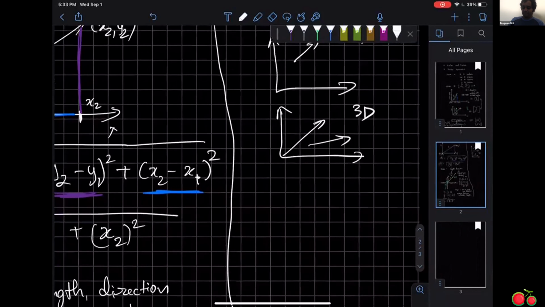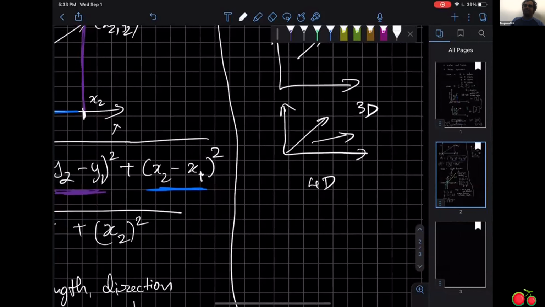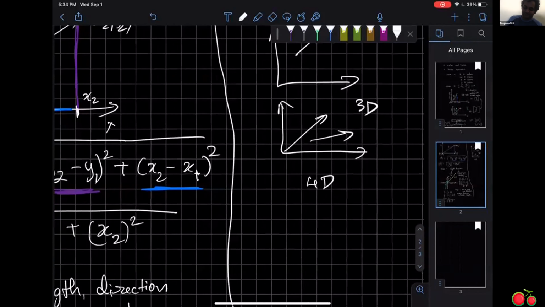So what about 4 dimensions? Can you have a vector in 4 dimensions? Yes, okay. How do you draw 4 dimensions? With an extra point? In which direction? Can somebody draw it for me? Okay, you're not sure. Others? Anybody?